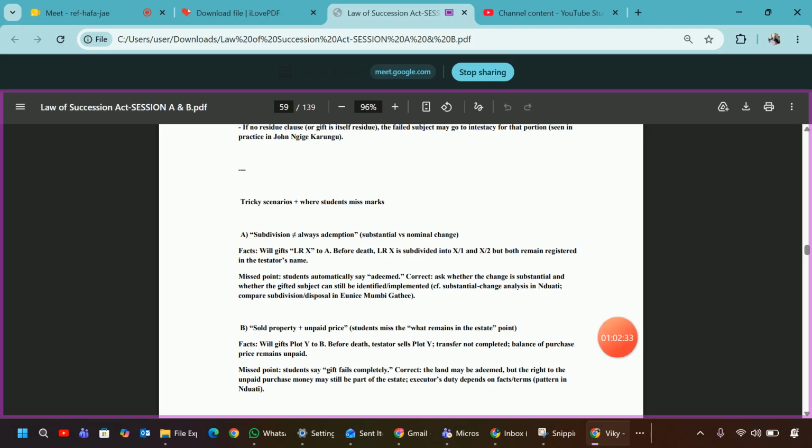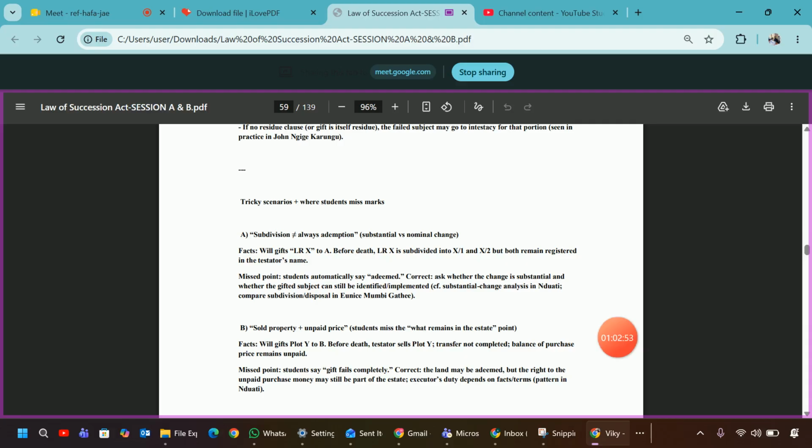So what are the tricky situations where students will miss marks? Subdivision is not always ademption. Substantial versus nominal change must be shown. We have scenarios where a will gives LR X to A.